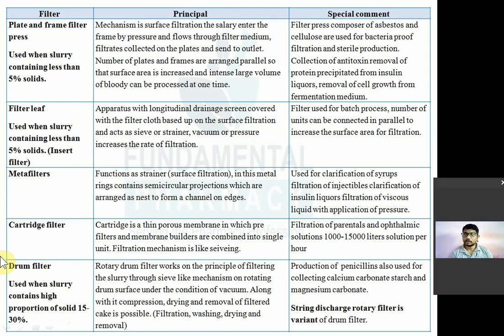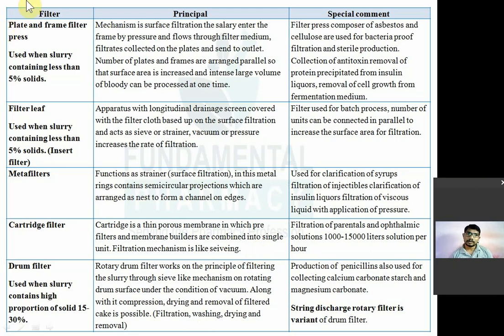सो मैकेनिज्म क्या है इसका? So it is based upon the surface filtration. The slurry enters into the frame by pressure and flows through the filter medium. The filtrate is collected into the plates and sent to the outlet. A number of plates and frames are arranged parallelly so that surface area will be increased and rate of filtration will also be increased. So as there is increase in the surface area, a large volume of slurry can be processed at one time.